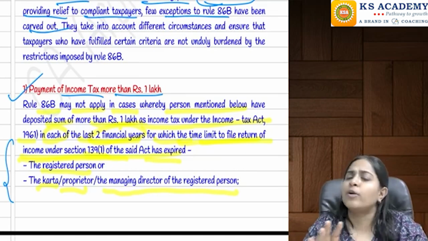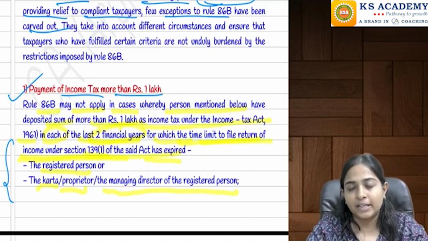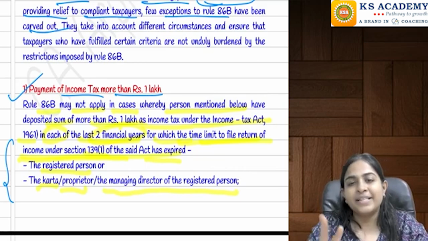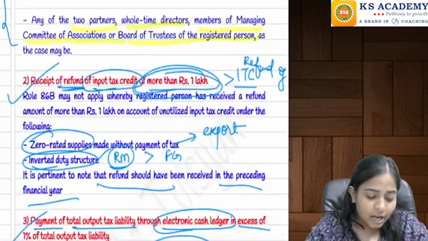Then in that case, you can utilize the entire 100%. You can utilize your electronic credit ledger entirely. It means that the 99% and 1% limit is not applicable.